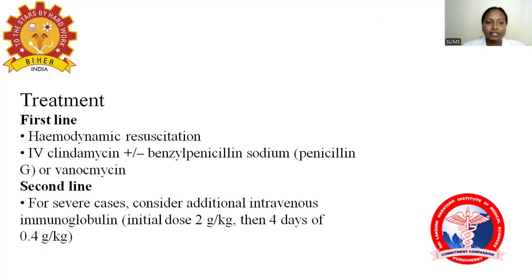So treatment here, first line. First, you have to stabilize the patient. Hemodynamic resuscitation should be done. IV clindamycin along with benzyl penicillin sodium can be given, or vancomycin in case of MRSA. Second line for severe cases, we usually add IV immunoglobulin also at a dose of 2 gram per kg. Then on follow-up, we can reduce it to 0.4 gram per kg.